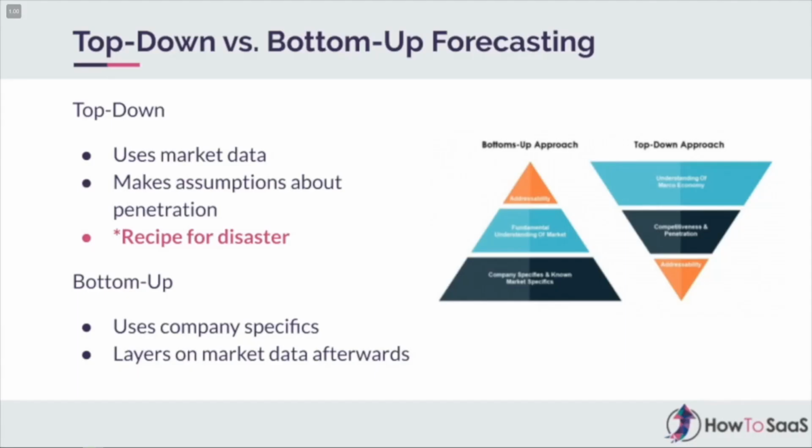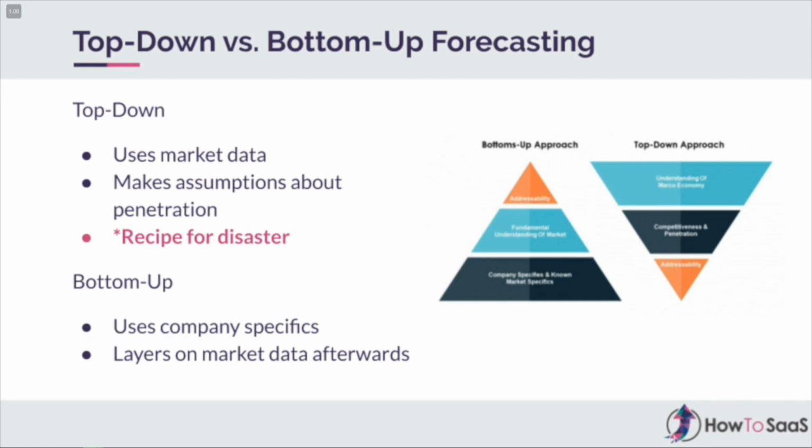That's why the number one thing I like to preach to management teams in this case is to stop forecasting as a top-down exercise. Instead, it's better to use a bottom-up approach. A top-down approach looks at macroeconomic trends, market data, and extrapolates down to the company level to figure out how much of that market the company can capture.